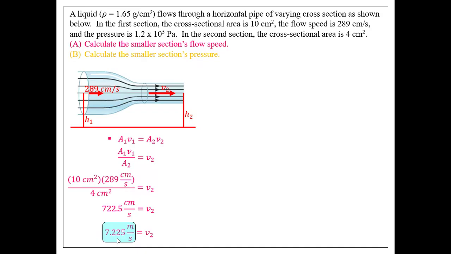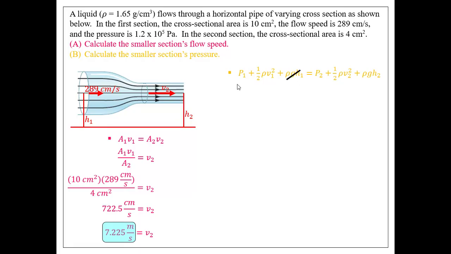All right, let's do part B. Part B wants us to calculate the smaller section's pressure. To do that, I know P1 is given, I know the density is given, I know the two velocities now, and I know H1 and H2 are equal. So I'm going to apply Bernoulli's equation.